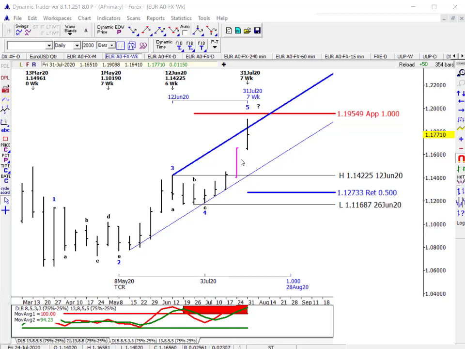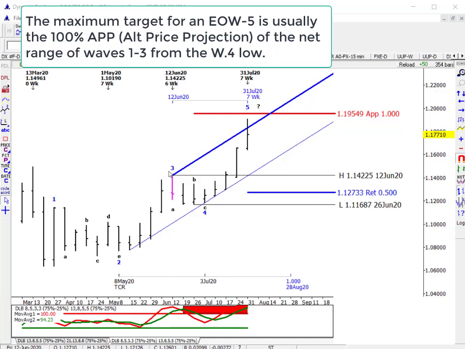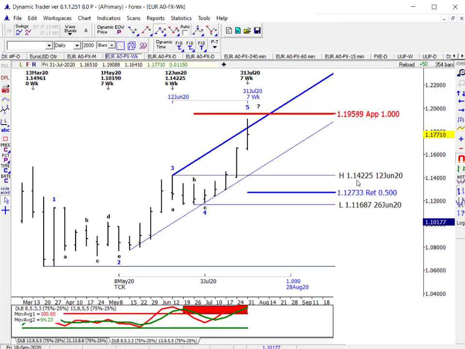So we could then take a look at, well, what should be the maximum if, again, notice my language, if we have completed waves 1, 2, 3, 4, what is typically the maximum for an end of wave 5? Well, that's typically 100% of the net range of waves 1 through 3. So we measure 100% of the net range of 1 through 3, and we use in Dynamic Trader the alternate price projection tool, where we measure from that low to the high of wave 3, and then we project that from the wave 4 low. And there's the 100% alternate price projection.